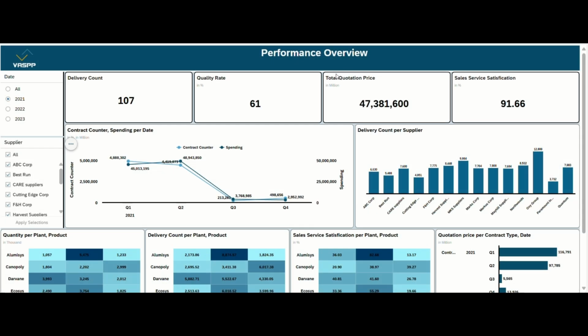When it comes to operational efficiency, you'll see exactly how deliveries, quality, and satisfaction vary by plant, product, or supplier. This allows you to spot inefficiencies quickly and act on them, whether that's resolving delivery delays, improving quality, or reallocating resources more effectively.